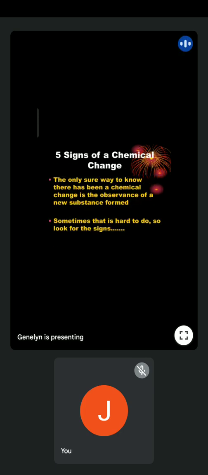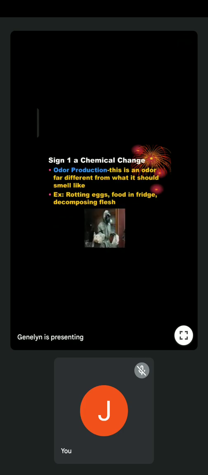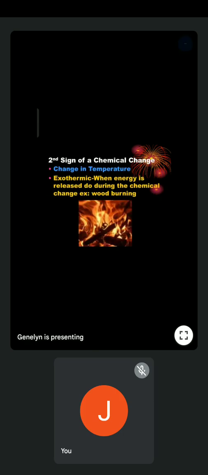Five signs of a chemical change. The only sure way to know there has been a chemical change is the observance of a new substance forming. Sometimes that is hard to do, so look for the signs. Sign number 1 of a chemical change. Odor production. This is an odor far different from what it should smell like. Example, rotting eggs, food in the fridge, decomposing flesh.